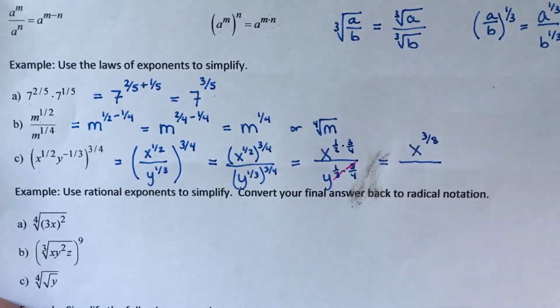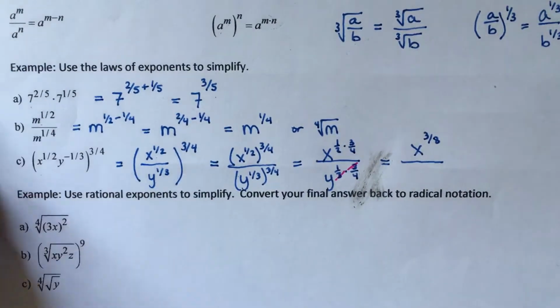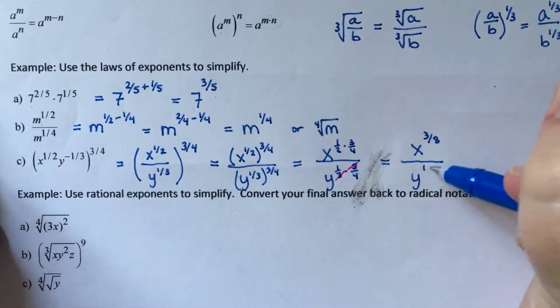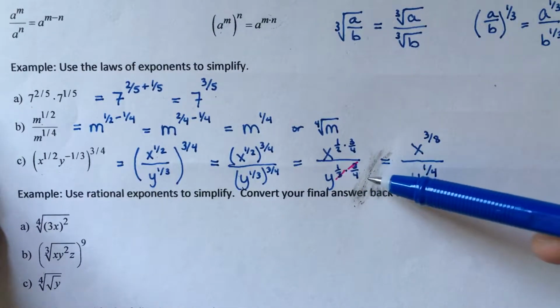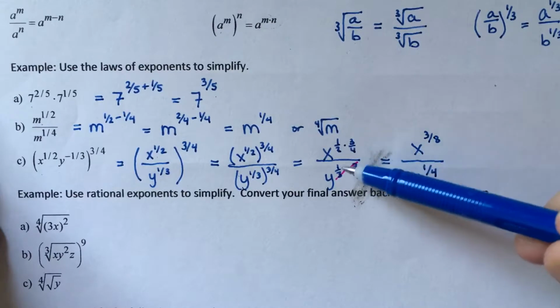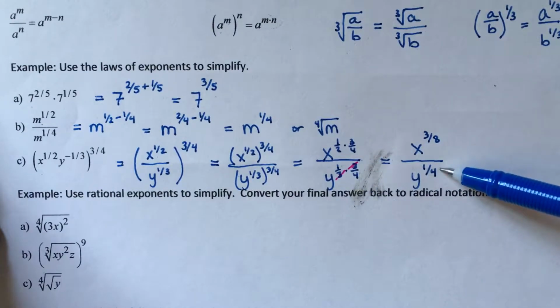Those 3's cancel. So what I end up getting is y to the 1/4. Now, if you had not cross-canceled first and gotten 3/12, that would be fine, but then you should simplify 3/12 to 1/4 in the final answer.